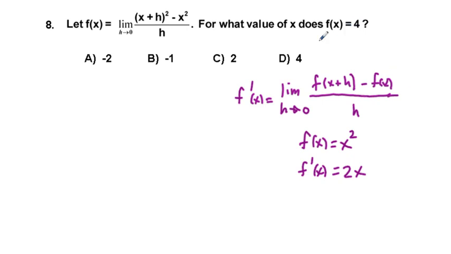And for f of x to equal 4, if we substitute in 4 equals 2x, we're going to have x equals 2. And again, the confusion is that usually they would call this f prime of x, because this definition of derivative is the first derivative. But that is our correct answer for 8.